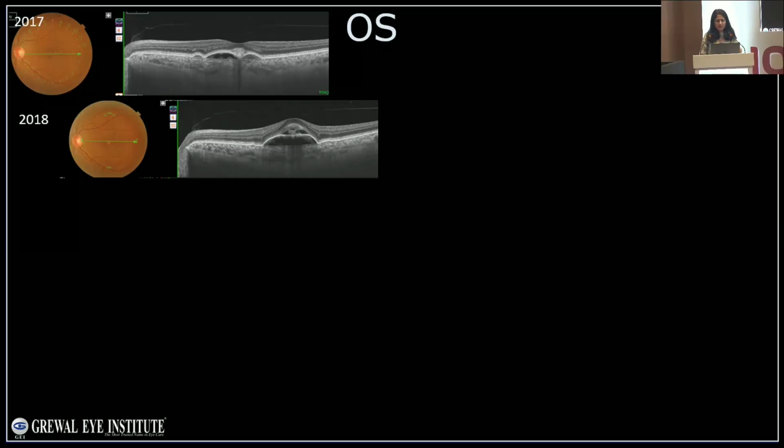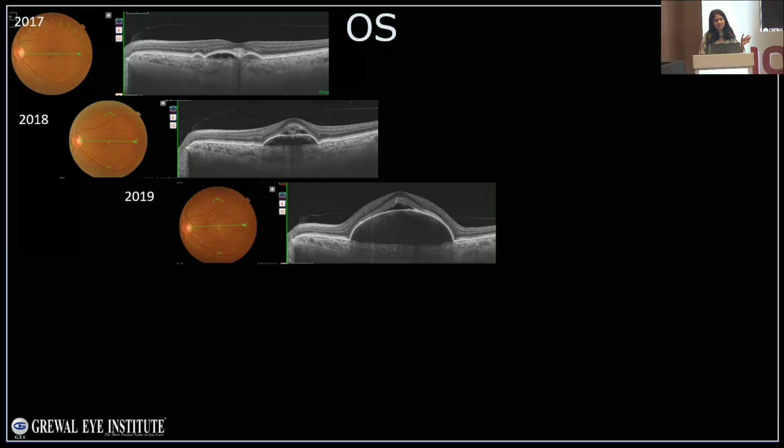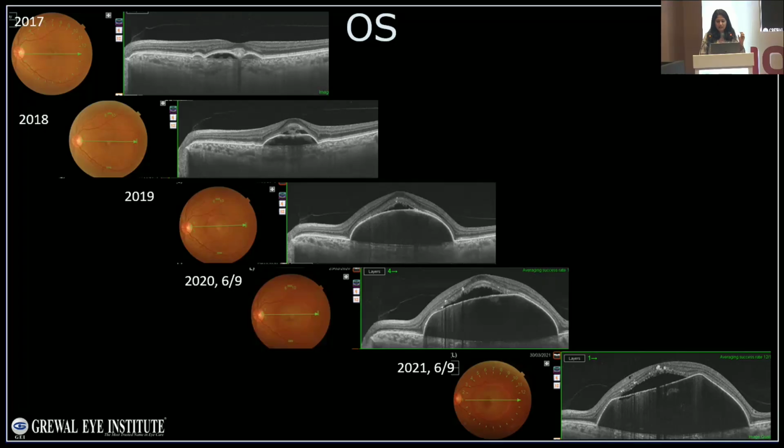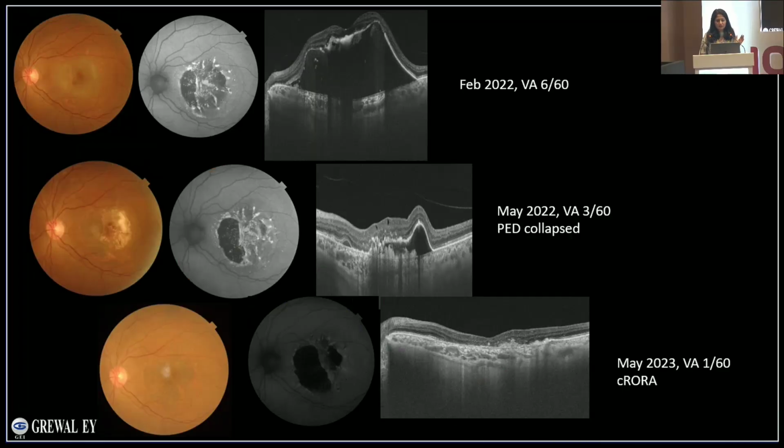We can see the PED is now gradually increasing in size year by year. It is accumulating some subretinal fluid at the top of it. There are some hyperreflective foci intraretinally, and the PED has enlarged to a point where finally it started to collapse. So the PED ripped on its own, collapsed, and finally the patient had a vision of 1/60 accompanied by a complete RPE and outer retinal atrophy. What happened to the other eye?